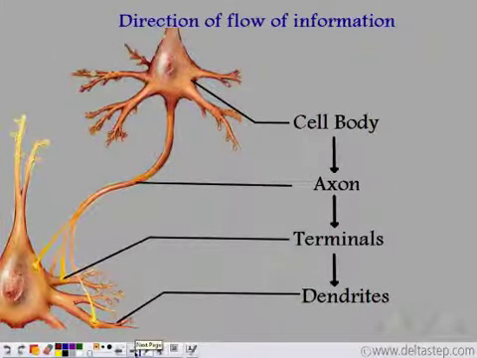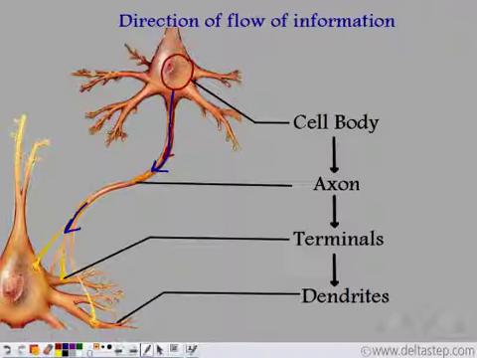So what is the direction of flow of information in the body? Now impulses or signals received by this cyton or the cell body travel down the axon. It travels down this axon, reaches the terminal branches, and from the terminal branches, it goes on to the next cyton or the cell body or dendrons of the next neuron.